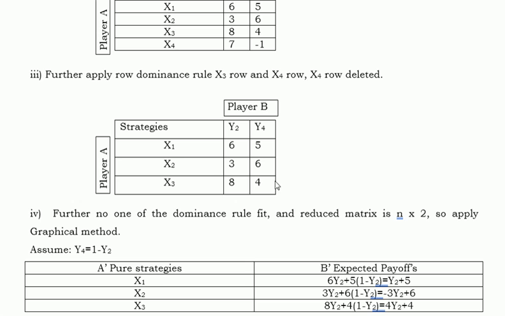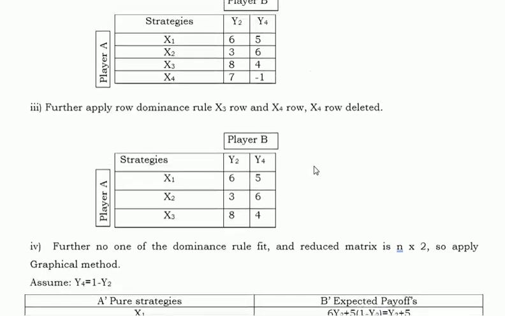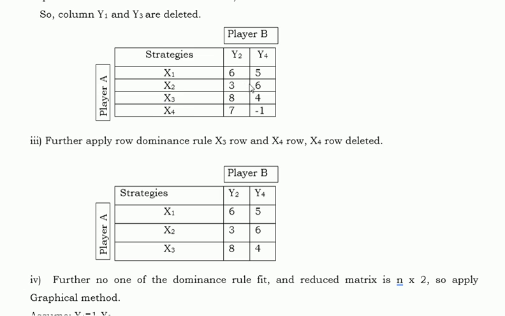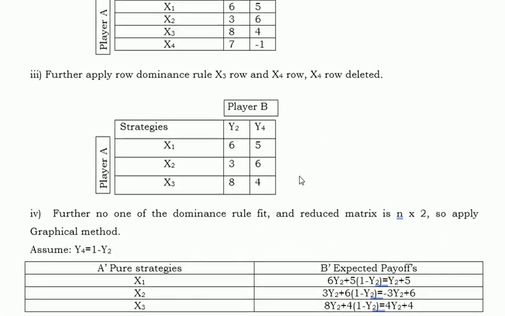Now the reduced matrix is like this. Now the order of the matrix is 3 by 2. See here, earlier the order of the matrix was 4 by 2. Now it is reduced to 3 by 2. Further, check, can we apply any dominance rule?